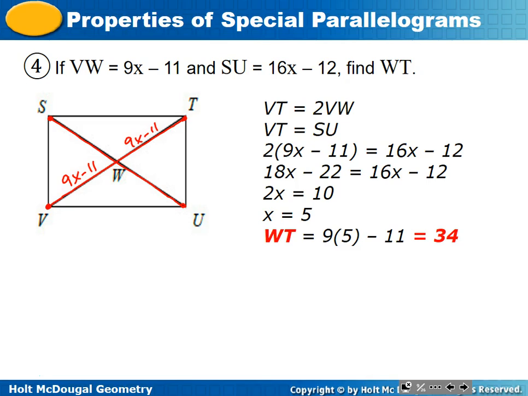Now, the next part says find WT. Well, I've already labeled WT 9x minus 11. So we're just plugging 5 in there. So 9 times 5 is 45, minus 11 is 34.